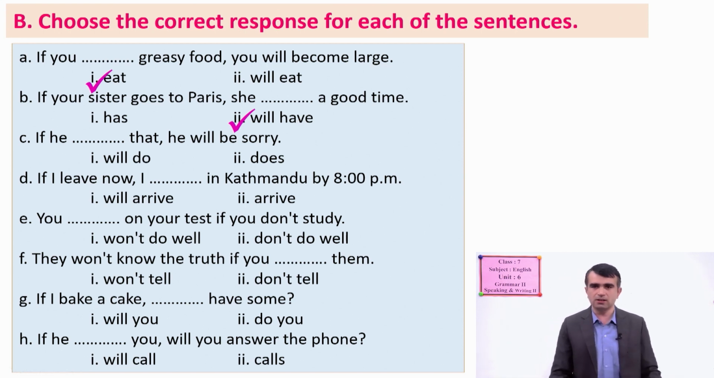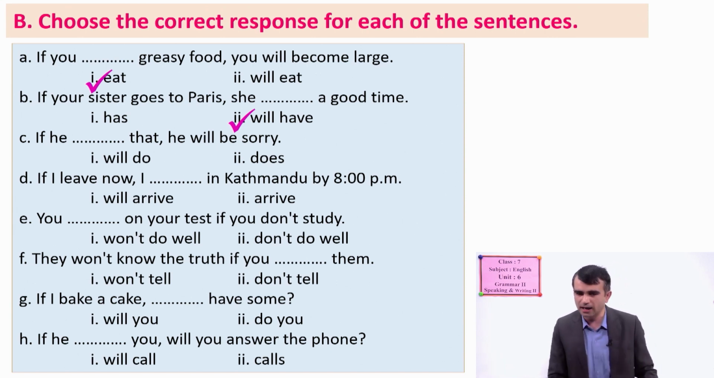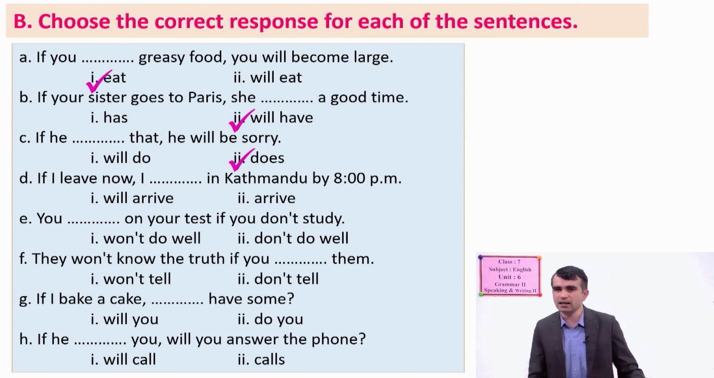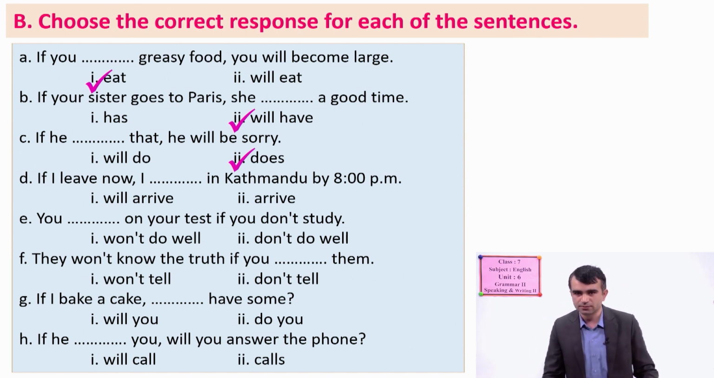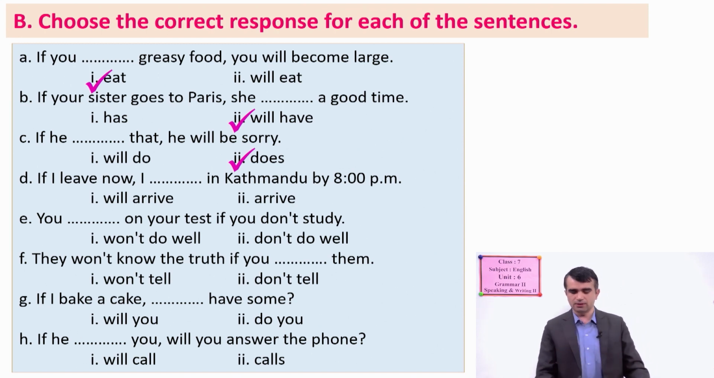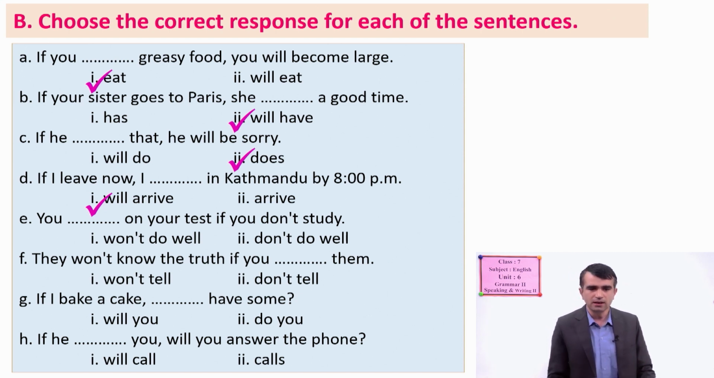Okay, now in the same way you can do the others. Do it please, just write, give right mark. Okay, now if he does that, he will be sorry. What should be there? What is the correct one? Okay, that is does. If he does that, he will be sorry. Is it okay? Now next one, number D. If I leave now, I will arrive in Kathmandu by 8 p.m. Similarly, number E, you won't do well on your test if you don't study.